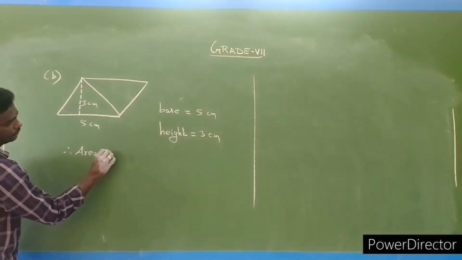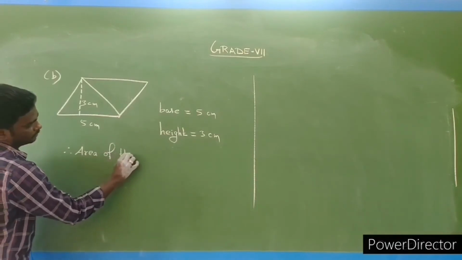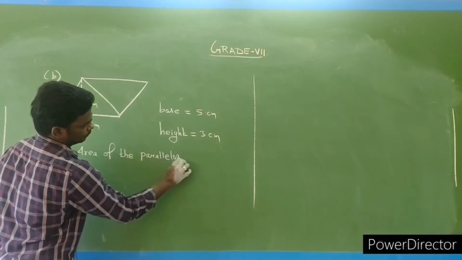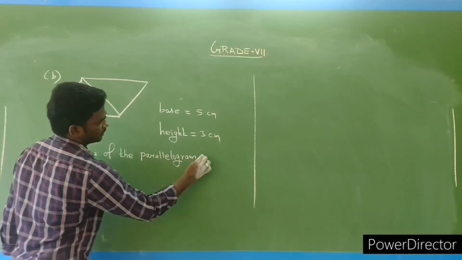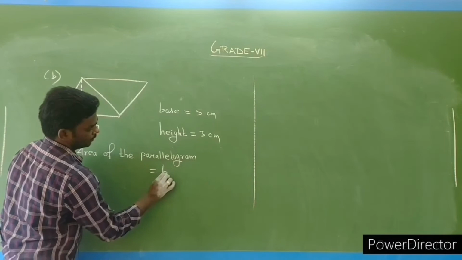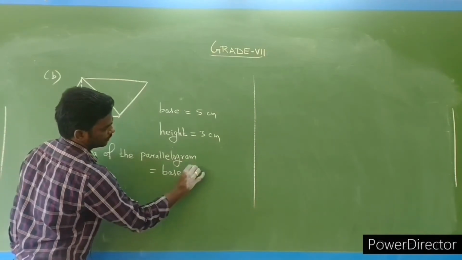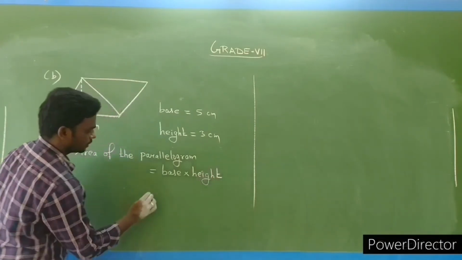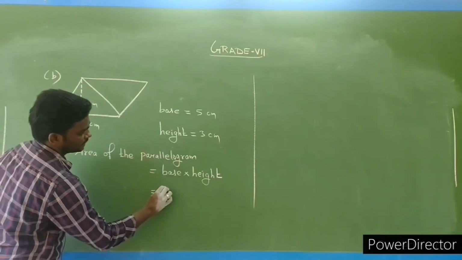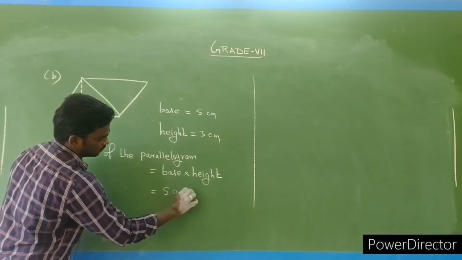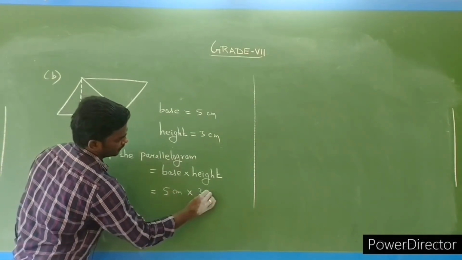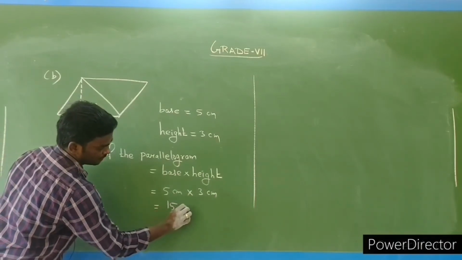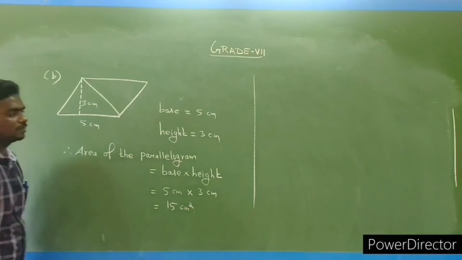Area of the parallelogram is equal to what is that? Base into height, which is equal to base value is what is that? 5 centimeter into height value is 3 centimeter. So 5 3s are what is that? 15 centimeter square is the area of the parallelogram.